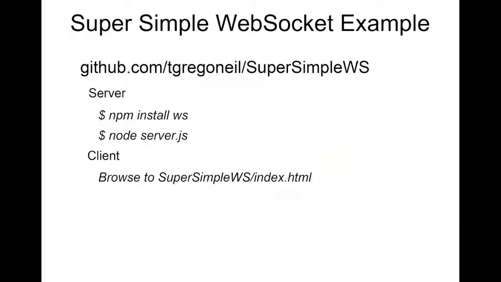So the first thing I'm going to do is show an example. And there'll be a number of repos that I have at my account, tgregoneil at GitHub. And the first one is just super simple WS. I thought it would do just the basic bare elements that it would take to describe what it takes to make a WebSocket connection. Now, the server uses the NPM package called WS, super popular for handling WebSockets. Every modern browser already has WebSocket capability as a JavaScript call.